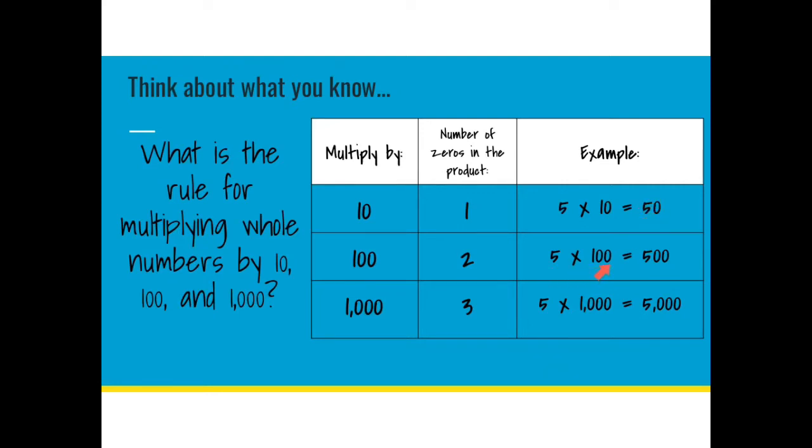When we take 5 times 100, we're really taking 5 times 1, counting up our zeros and adding them to the end of the answer, giving us an answer of 500. Same thing for 1,000. 5 times 1 is 5. There are 3 zeros in 1,000. Add that to the end, we get 5,000. Remembering this rule will help us when multiplying decimals because we are going to be counting up the same number of zeros in 10, 100, and 1,000 to help us move our decimal point.